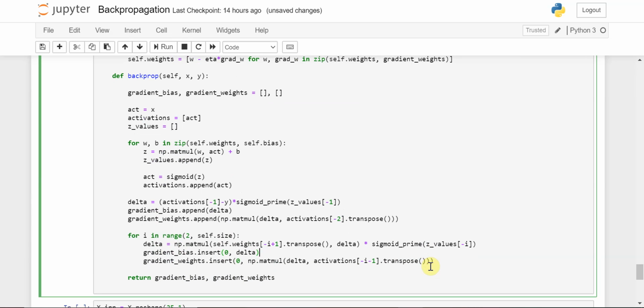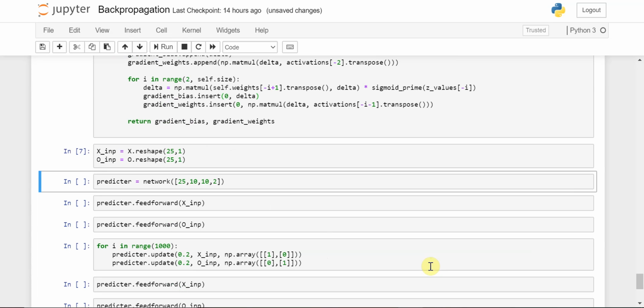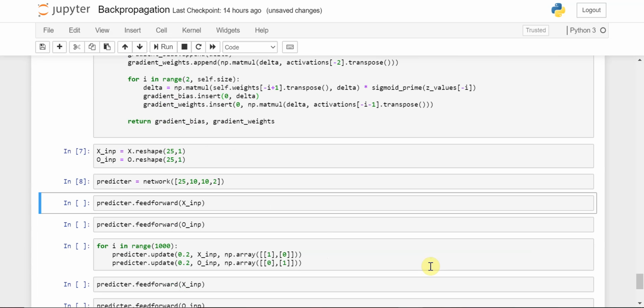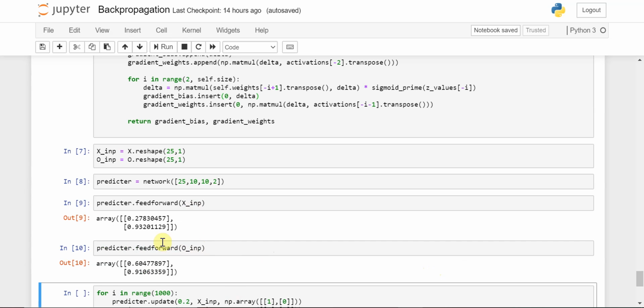And that's it. In 56 lines of code, you have a machine learning algorithm from scratch. To test it out, we first need to turn the images, which are 5 by 5 arrays, into column vectors with 25 entries. After that, we initialize our network with the layer size we decided on. You can see that at the beginning, our network doesn't really understand what's going on. It's putting a lot of emphasis on O.